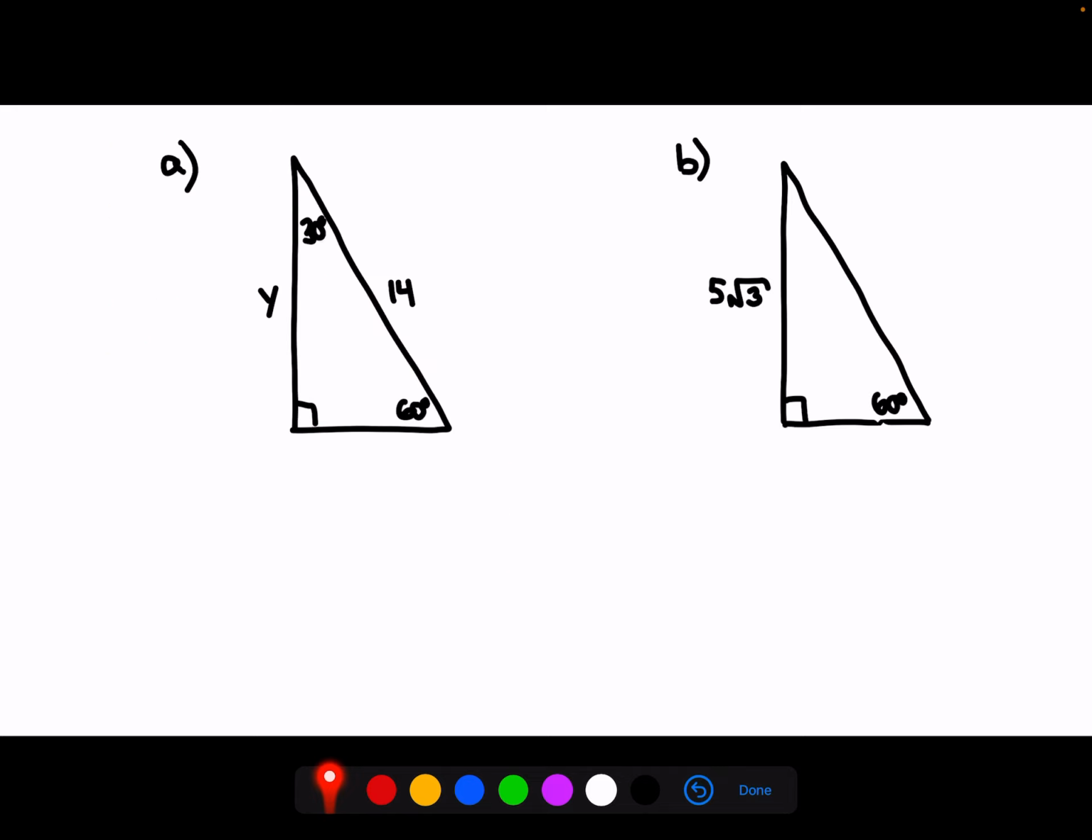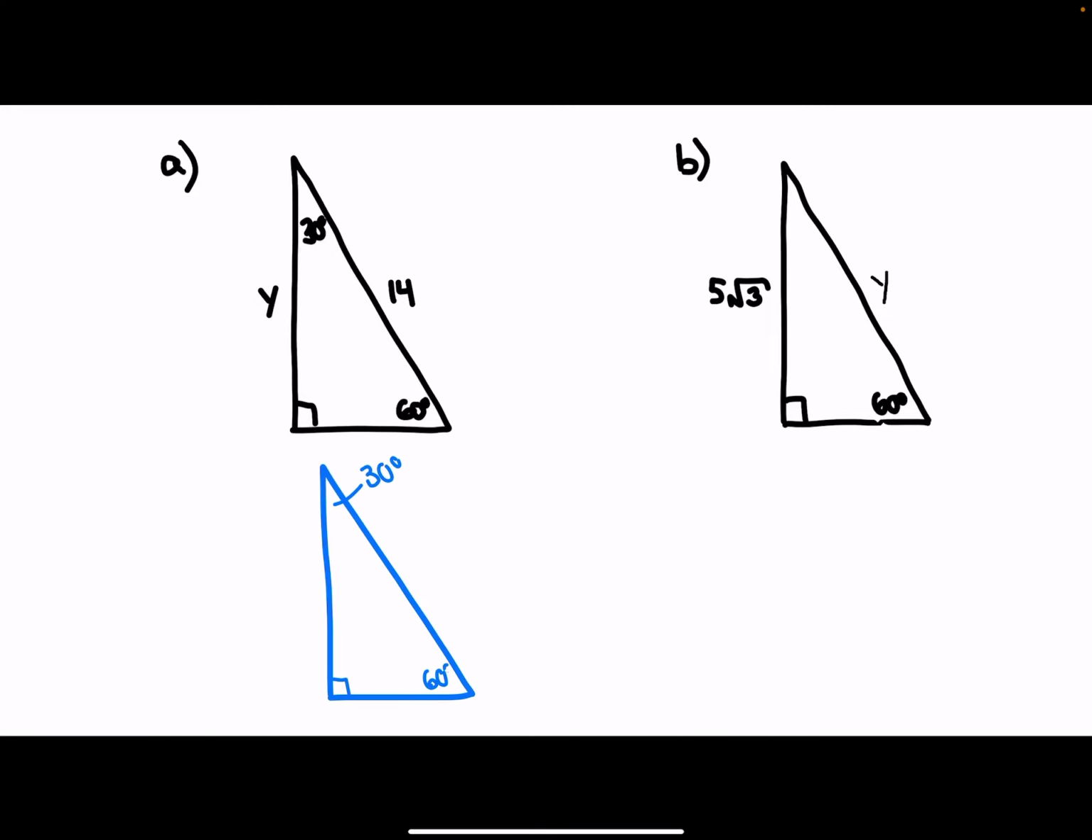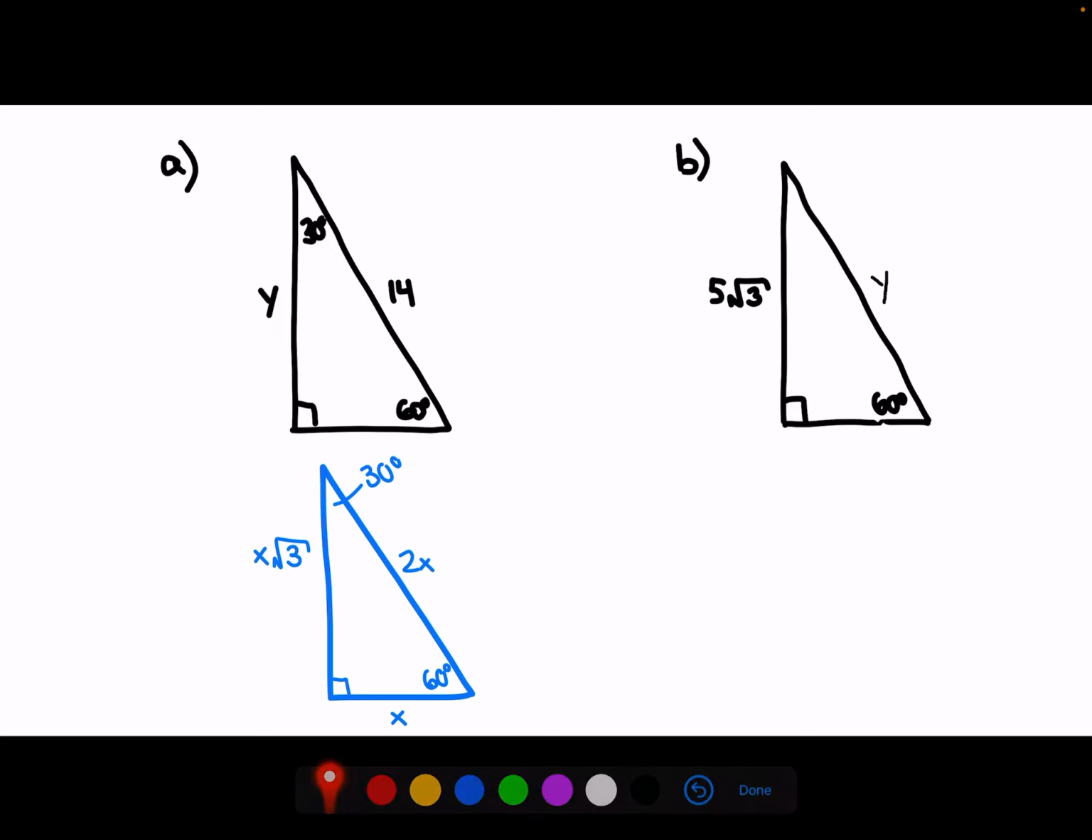Next up, we're going to go ahead and solve for a and b here. We would like to solve for the variable y in both of these. So for our first one, we notice that's a 30, 60, 90 triangle right away. So I can draw my corresponding 30, 60, 90 triangle. And looking at this, the side that we're given is 14. That corresponds with 2x in our corresponding triangle. So therefore, we can say 14 equals 2x.